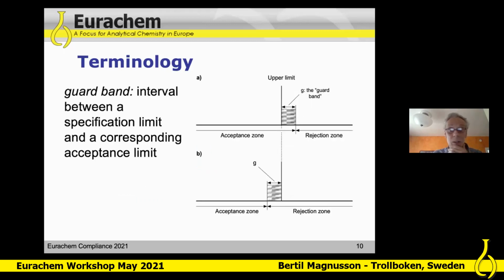We can have, as in this case A, an upper limit and a guard band. In the case of nickel release, the upper limit is about 0.5. And in order to be sure that you are over the limit, it's 0.88 for the release. But you can also want to be sure that you have a correct acceptance, and then you put the guard band on the other side.